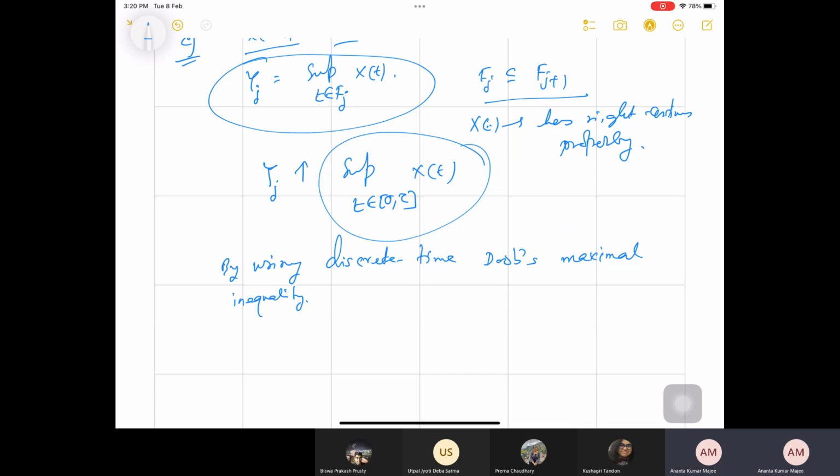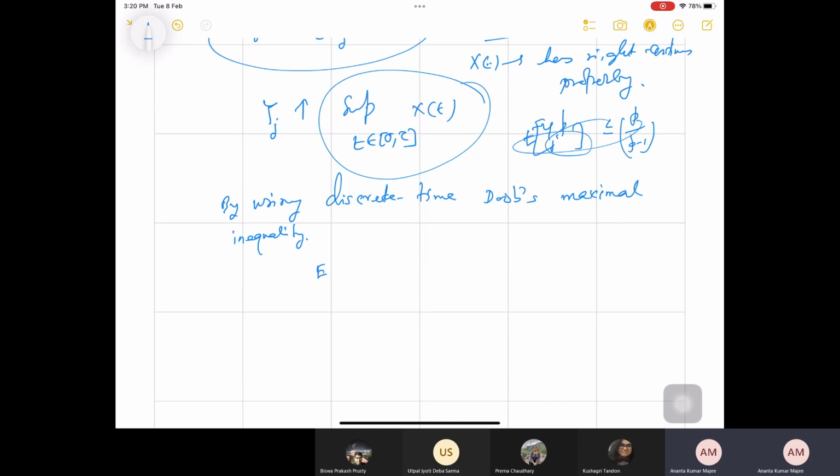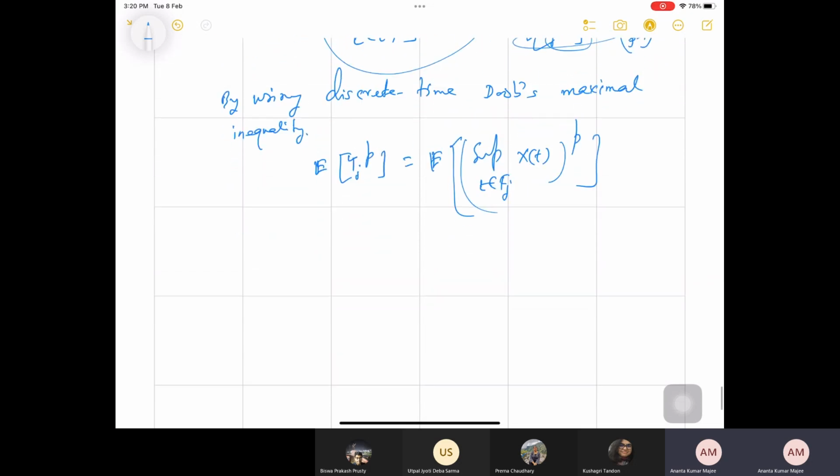because for this case, the expectation of Y_j to the power p is less than or equal to (p/(p-1))^p. Okay, let me write here, this is the expectation of Y_j^p, which is nothing but the expectation of the supremum over t belonging to F_j of X_t, whole to the power p. Now I can use here Doob's maximal inequality. This is less than or equal to (p/(p-1))^p times the expectation of X_{tau}^p, since X is non-negative, with the maximum of F_j being tau. Is it not?